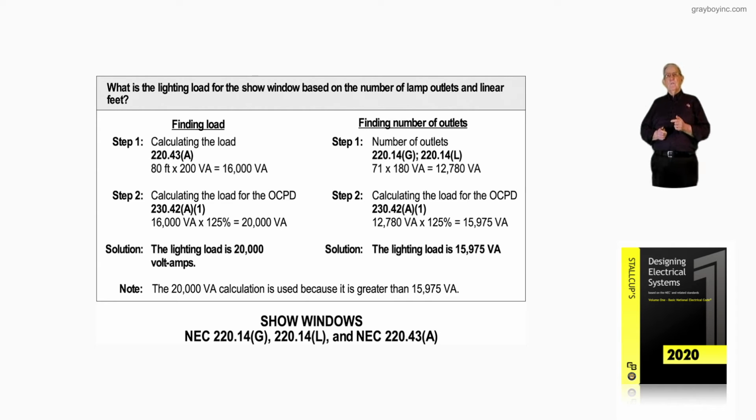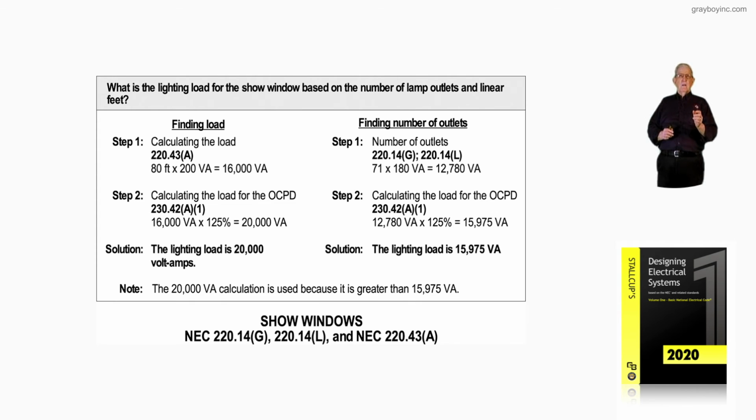Now, going over to the number of outlets, we have 771 lighting outlets in accordance to 220.14(G), 12,780 after we do the math. Step two now, we have the 12,780 times 125%, we come up with 15,975. So our lighting load has to be the greatest between the 200 VA per linear foot or the number of outlets.